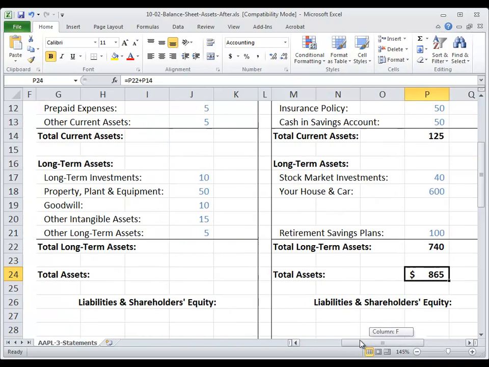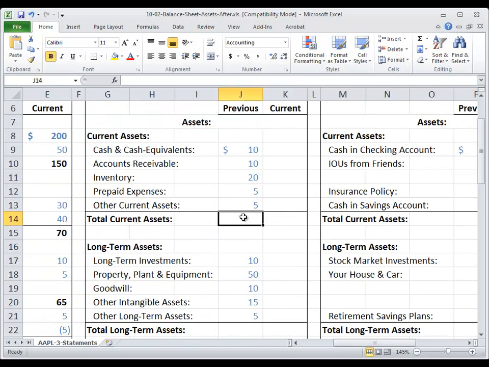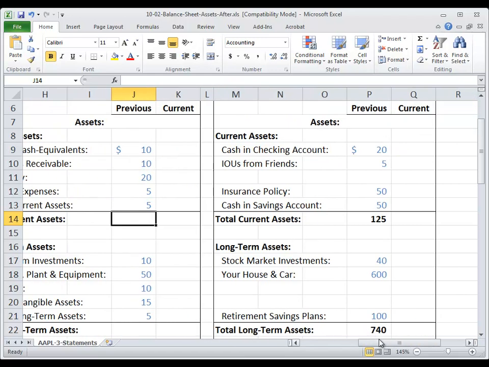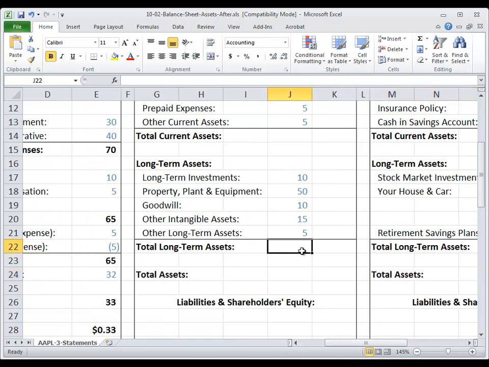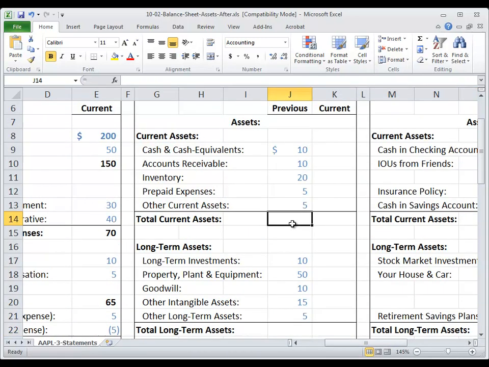What I want you to do for your exercise now, very simple. It's just to follow what I did here and add up the total current assets and then the total long-term assets and then total assets. And this is just to get used to the practice of adding these up on the balance sheet. It's really important that you add these up correctly and that you include all the items here. If you don't, you're going to run into problems later on in your models.